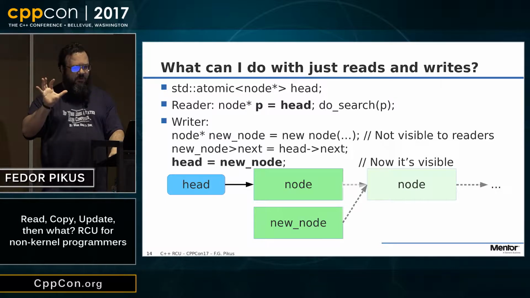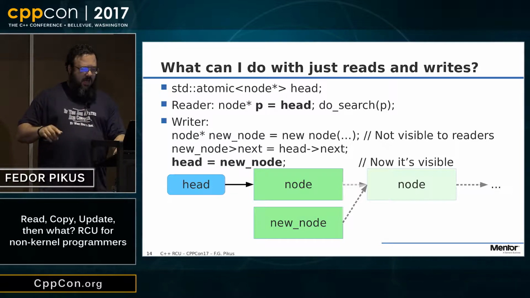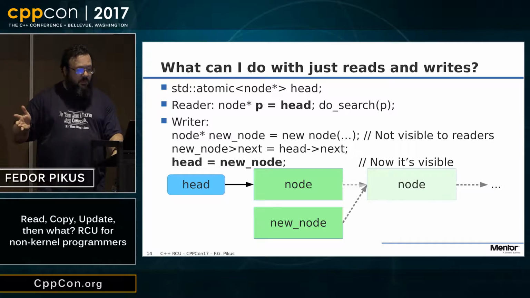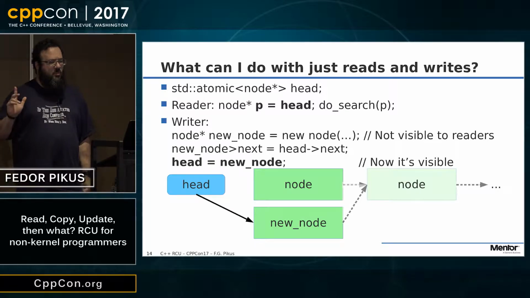I'm going to create a new node, all of my own in the writer. I'm going to point it to the same thing that the node I'm replacing points to. I'm going to put new data into it. Okay, so far there is no race condition, there is no contention because I haven't done anything shared yet. Now I have atomically updated the head to point to the new node.